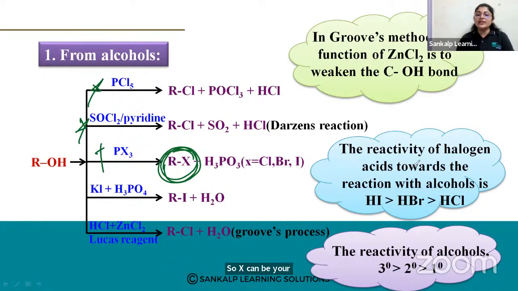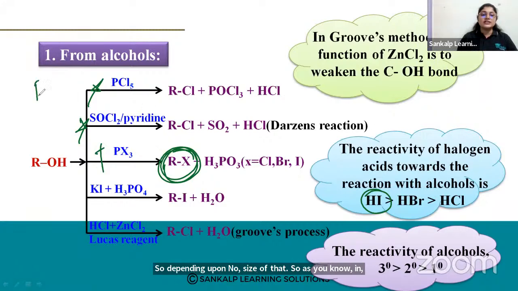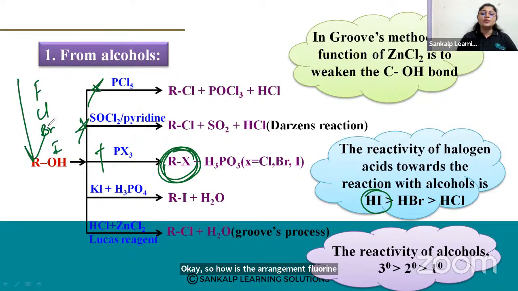Here the reactivity of halogen acid towards the reaction with alcohols is HI greater than HBr greater than HCl, depending upon the size of the atom. As you know, in halogen atoms, that is group 17, the arrangement is fluorine, chlorine, bromine, iodine.